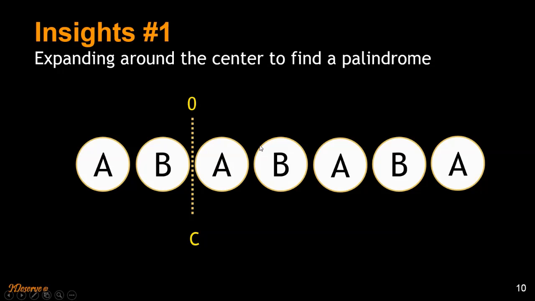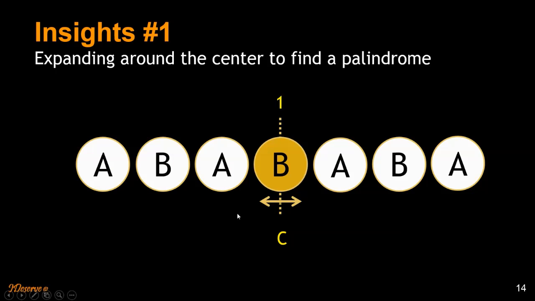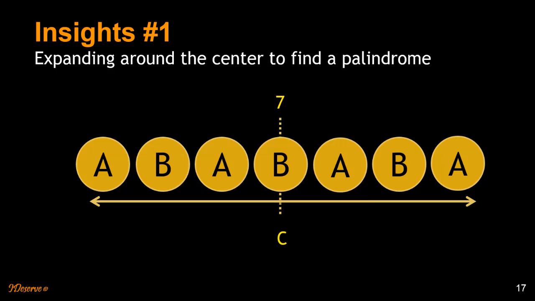The next center is the empty space between B and A. Again, the palindrome length is 0 here. If we consider A as the center, we'll find a palindrome of length 5. If we go ahead to B, we'll find a palindrome of length 7.